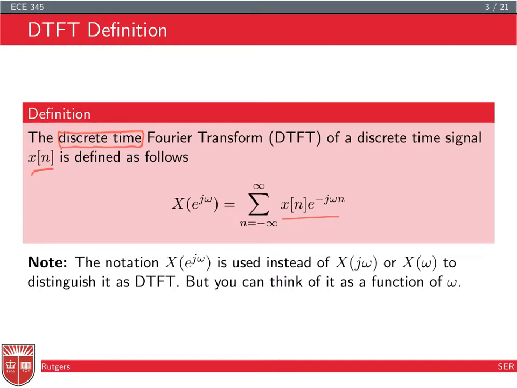Now you can see here that the DTFT is a function of omega. If you want to be more rigorous, it should be written as X(ω) because it's a function of omega. But the convention is that we write it as X(e^{jω}) to say that it is the DTFT. So whenever you see X(e^{jω}) or Y(e^{jω}) or capital H(e^{jω}), this means that it's the DTFT of the discrete time signal.